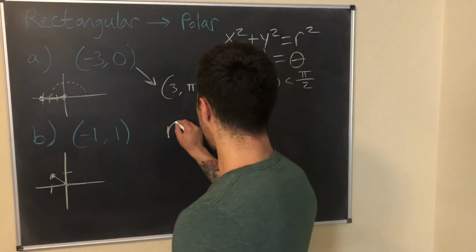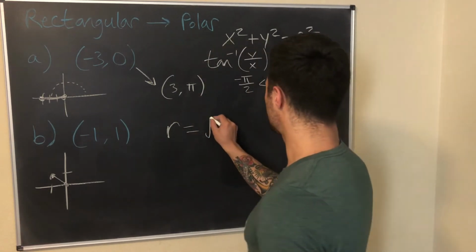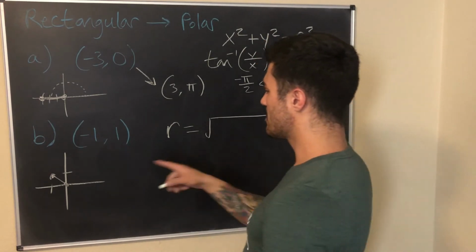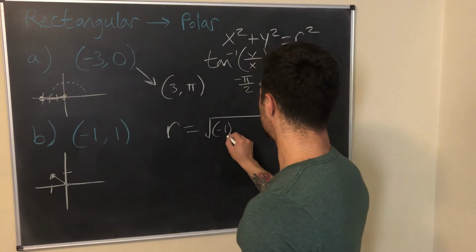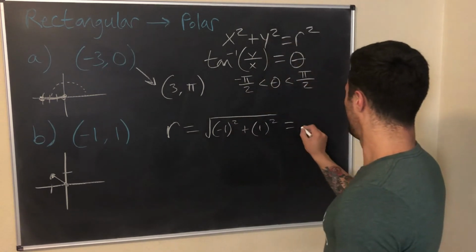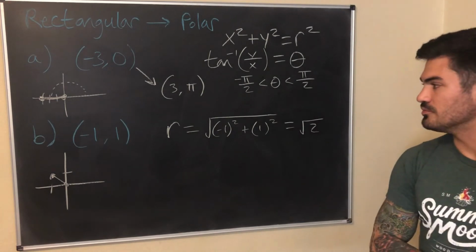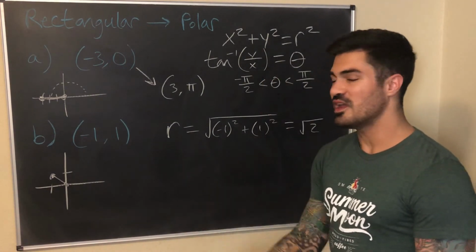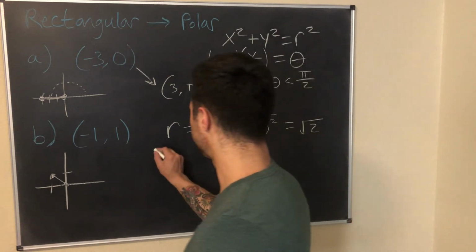So r equals, I'm just going to write it all under a square root. Essentially, I took this equation and square rooted both sides. So our r equals the square root of -1 squared plus 1 squared, which equals the square root of 2. Okay, so our r is the square root of 2. We are good to go there. Now we need to find our theta. This is really the only tricky part.